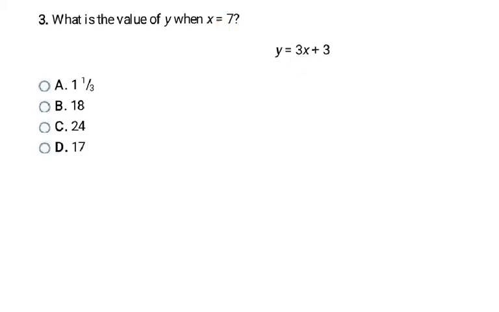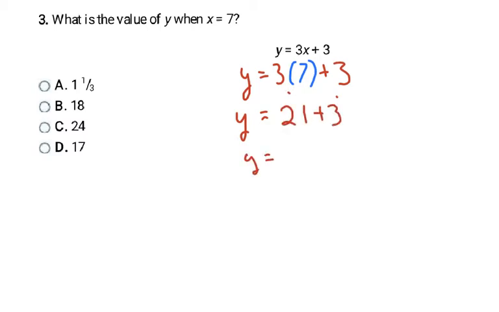So I'm going to have y equals 3, but instead of writing x, I'm going to write 7 in its place, plus 3. And now I'm just going to simplify it as much as I can. I just have the y on my left side, and then on my right side, I have multiplication and addition. I'm going to do multiplication first. 3 times 7 is 21, plus 3, and 21 plus 3 is 24. So y equals 24. That's the value of y it's asking for. So my answer here is C.